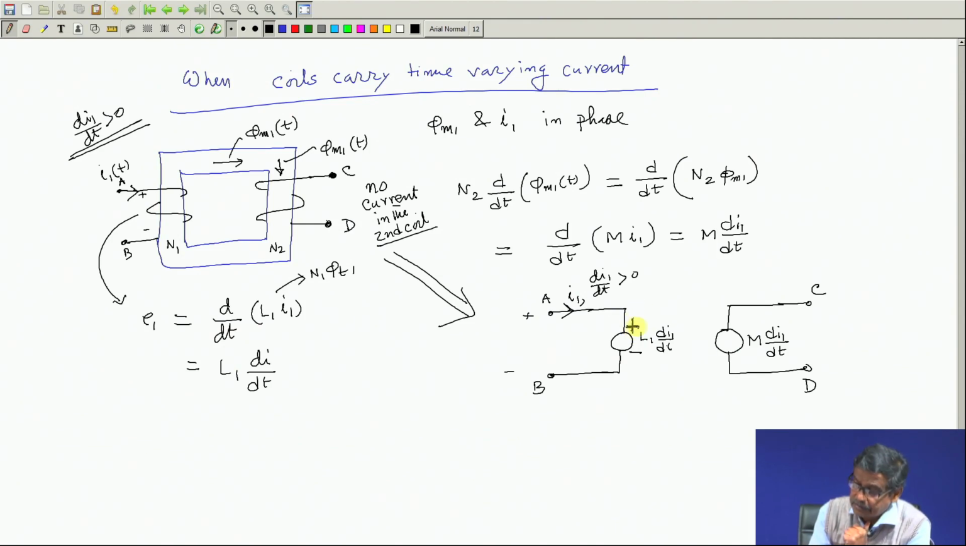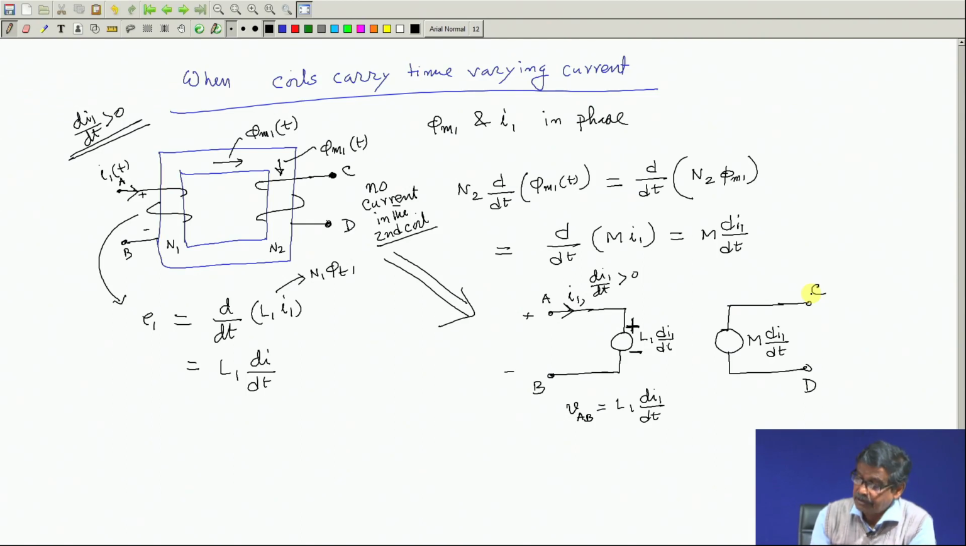So, upper one plus and lower one minus, that is the thing. Similarly, now the question is, with this being known, how do I decide about the polarity of the induced voltage? So, V AB is equal to L1 dI1/dt, that is fine. Similarly, here the voltage is M dI1/dt. Now, what should be the polarity assigned to C and D?